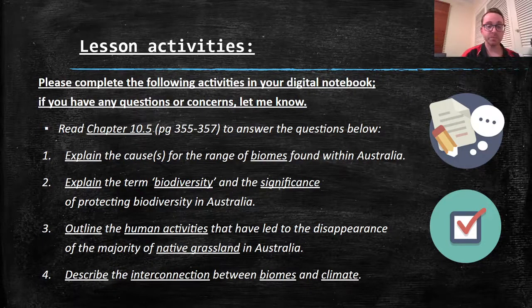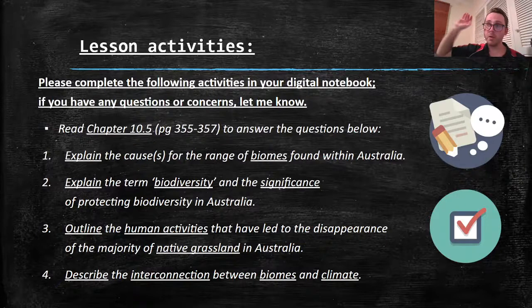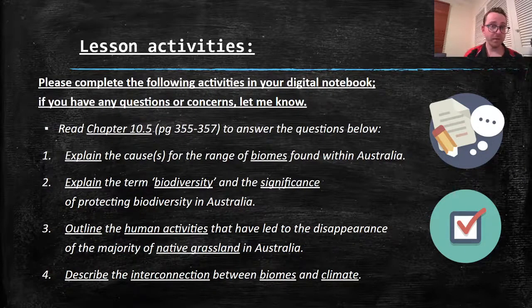Question 3. What human activities have led to the disappearance of the majority of native grassland in Australia? So grassland is the type of biome, type of environment in Australia. It's being cut down, it's being destroyed because of blank. What human activities are destroying grassland in Australia? And then question 4. What is the connection, what is the relationship between biomes and the climate? So how does the climate of a region, if it's very hot, very cold, wet, dry, whatever, how does that impact the biomes that you will find in that place? So you've got 4 questions to smash out after reading chapter 10.5.